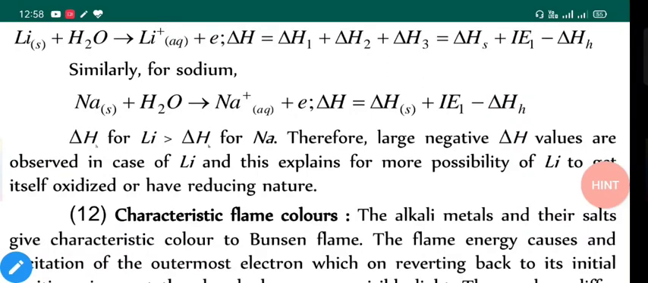Now the remaining points related to this unit are actually combined with P block elements. In the competitive topic, S block and P block are together, so they can be mixed. Some of the questions will be related to P block, some of the questions will be related to S block. So we will discuss more when we discuss P block elements. S block and P block elements will be discussed together later.